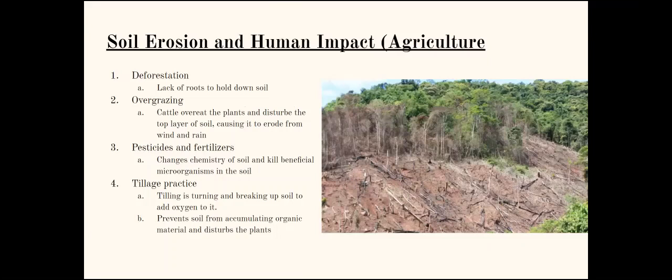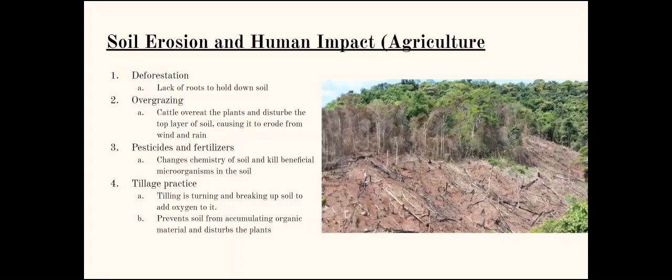Now, humans can also play a big part in affecting soil for many different reasons. And these are 4 different examples. When humans deforest an area, the lack of roots to hold on to the soil causes the soil to erode much faster. Also, overgrazing. When cattle overeat the plants and disturb the top layer of soil, it can cause it to erode a lot faster. Additionally, with pesticides and fertilizers, humans will change the chemistry of soil, kill the bacteria inside of it that's beneficial for it, and can poison the soil.